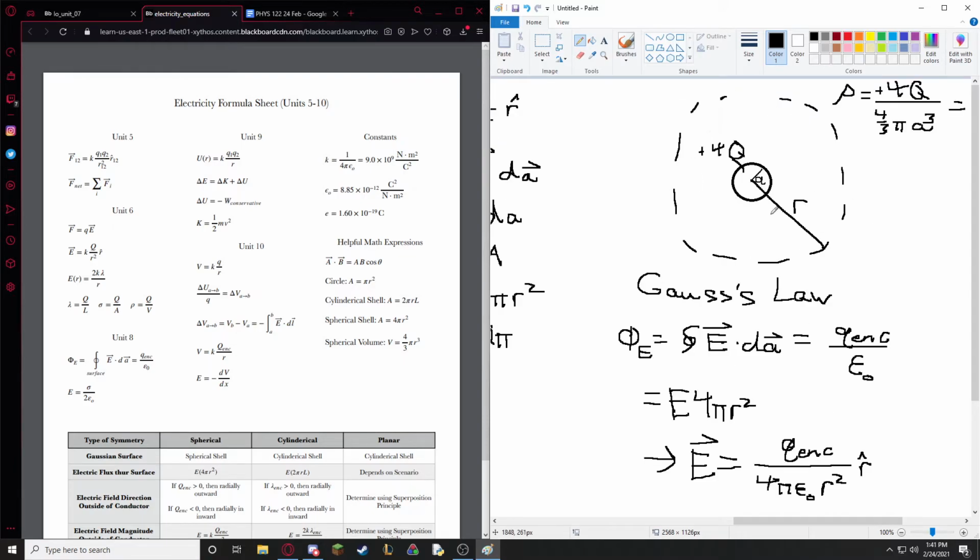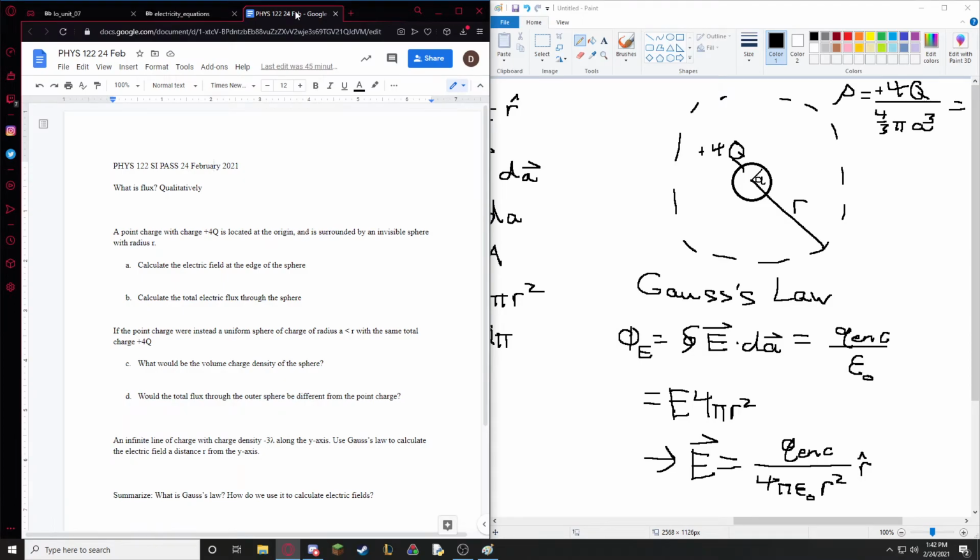So for our sphere of charge, it's uniformly charged, but essentially we can treat it as if it's just a point charge at the center, and it has the exact same electric field, as long as you're outside the charge. As long as R is greater than A, then the electric field looks exactly as it would from a point charge. Super easy, right? So if you have a symmetrical situation, you can treat it as if it's just a point charge.